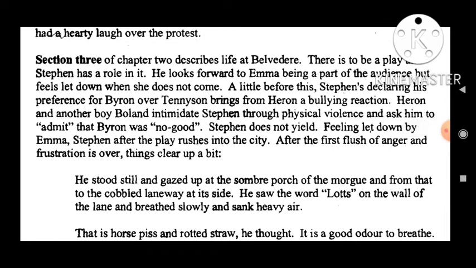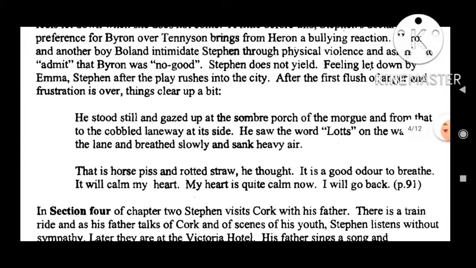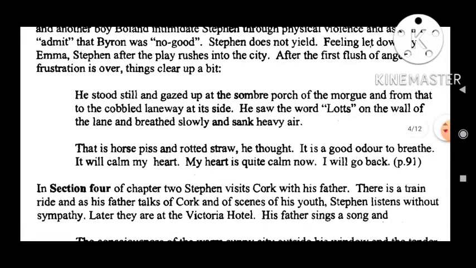There is to be a play and Stephen has a role in it. He looks forward to Emma being a part of the audience but feels let down when she does not come. A little before this, Stephen's declaring his preference for Byron over Tennyson brings from Heron a bullying reaction. Heron and another boy, Blunt, intimidate Stephen through physical violence and ask him to admit that Byron was no good. Stephen does not yield. Feeling let down by Emma, Stephen after the play rushes into the city.